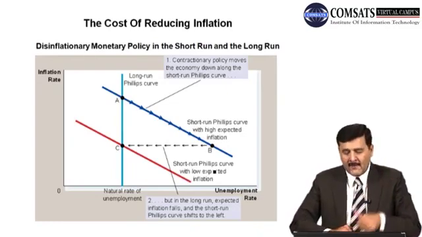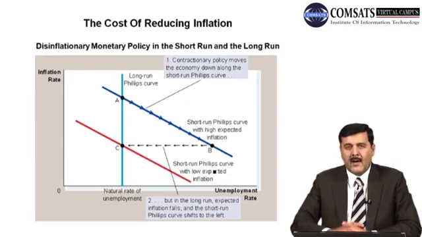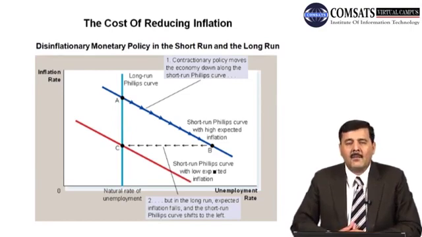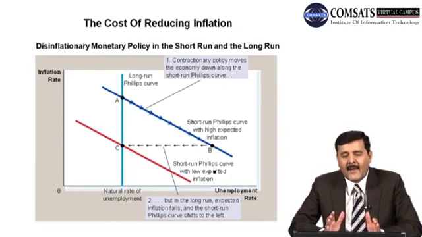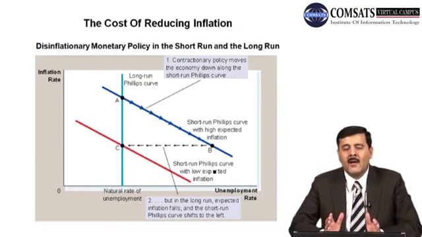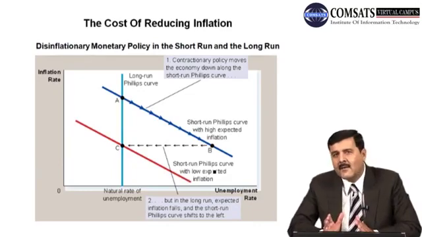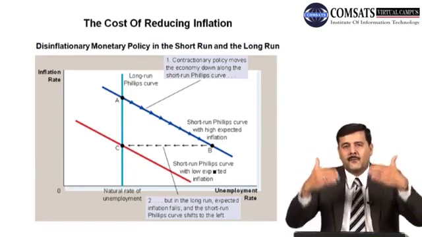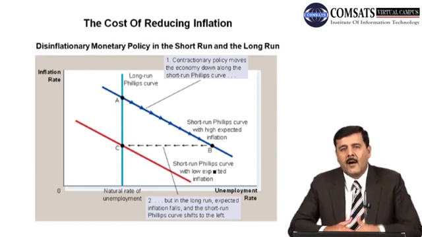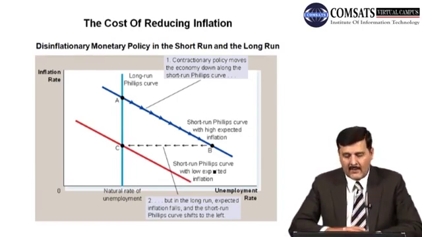The expected inflation falls and the short-run Phillips curve shifts from this blue line towards the left, and the economy moves from point B to C at a lower inflation rate and the natural rate of unemployment. तो हमने क्या देखा इस डायग्राम में? The cost of reducing inflation with the help of contractionary policy brings an economy at a point with the lower inflation rate but with high unemployment rate. But in the long run, expectations adjust, expected inflation falls, and then the economy moves toward its natural rate of unemployment.